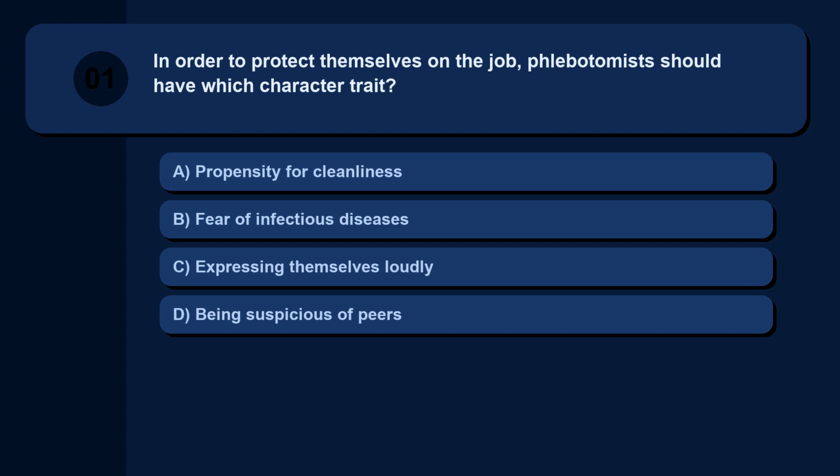Question 1. In order to protect themselves on the job, phlebotomists should have which character trait? Propensity for cleanliness. Fear of infectious diseases. Expressing themselves loudly. Being suspicious of peers. Phlebotomists handle blood and body fluids which can carry infectious diseases. Maintaining cleanliness and hygiene is crucial to prevent cross-contamination and protect both the phlebotomist and patient.